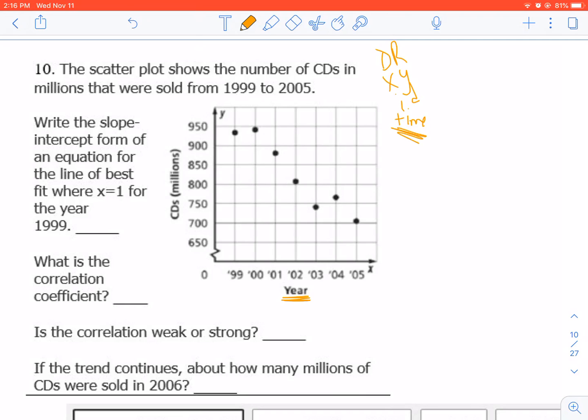The first question says, write the slope-intercept form of an equation for the line of best fit where x equals 1 for the year. So what we could do is take our pencil or our pen or a piece of spaghetti, and we could draw our line of best fit in where we think that it goes closest to all of those points. We can maybe do something by hand, but we would be more exact using our technology.